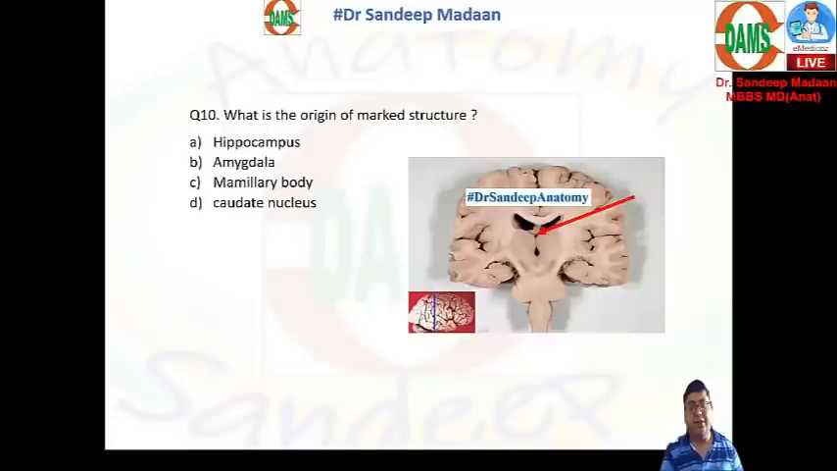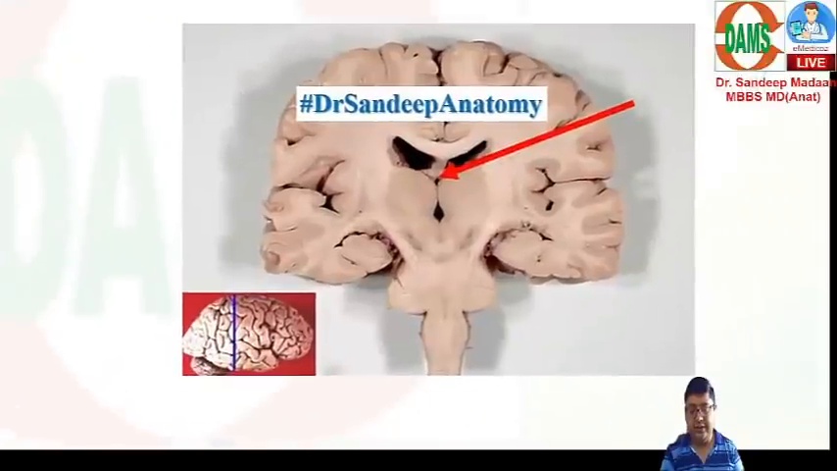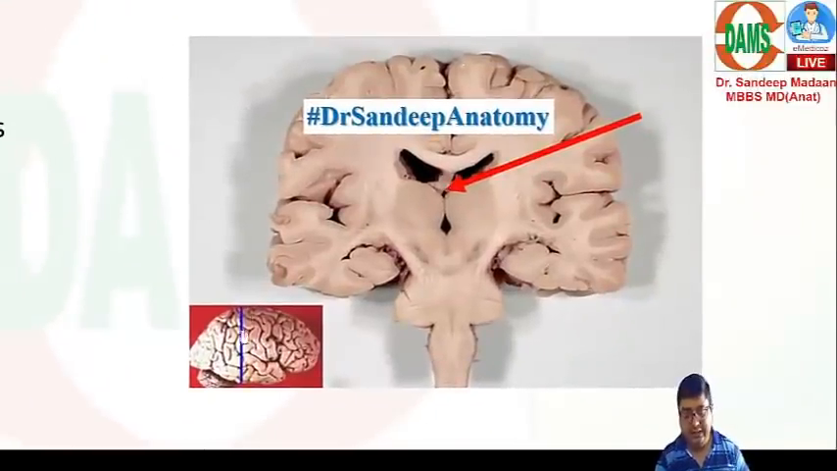Which is the origin of the marked structure? Now first of all let us look at the structure. What is the marked structure? What is the section? This is the section, and here you can see the corpus callosum, this is the septum pellucidum, and this is the fornix. So the marked structure is the fornix.